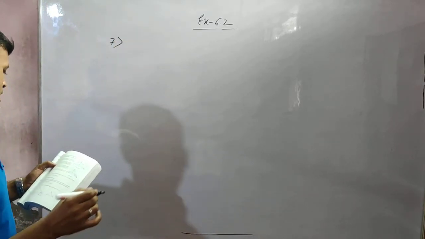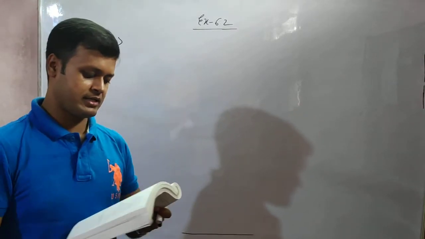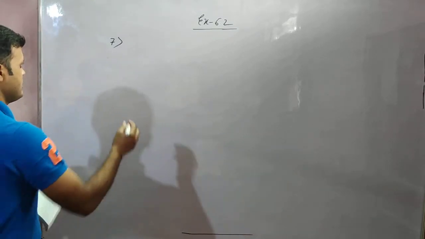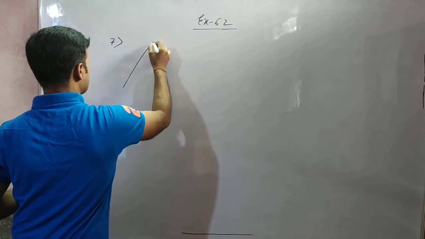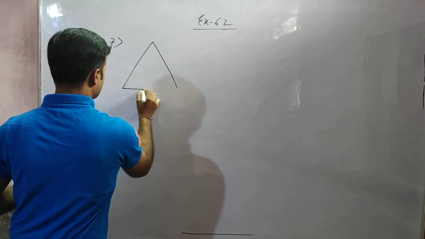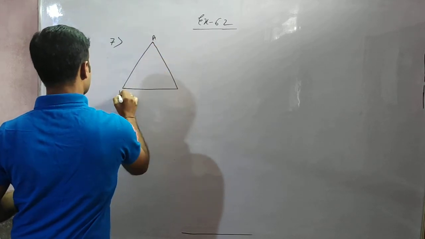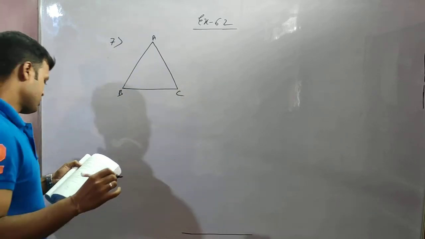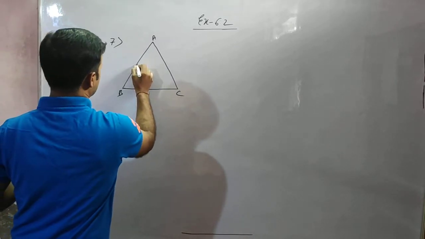Using theorem 6.1, prove that a line drawn to the midpoint of one side of a triangle parallel to another side bisects the third side. Recall that we have proved it in class 9. Yes, class 9, we have proved this. A line drawn to the midpoint of one side of a triangle parallel to the other side.